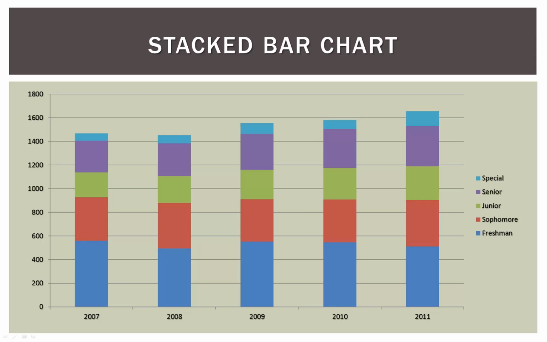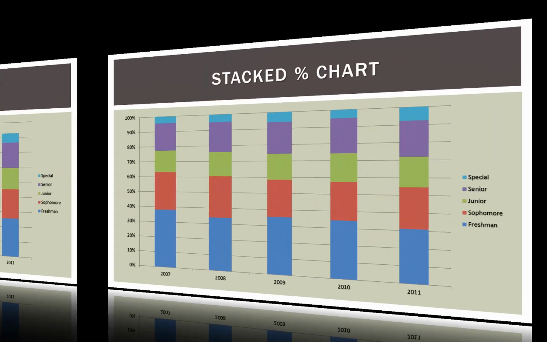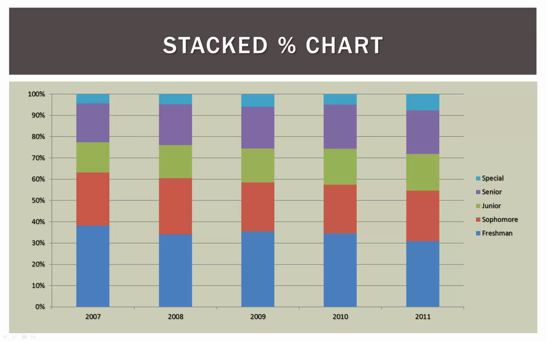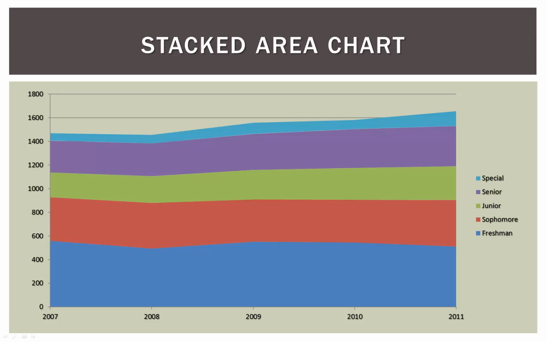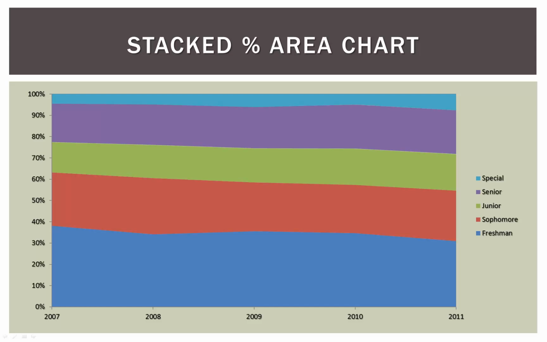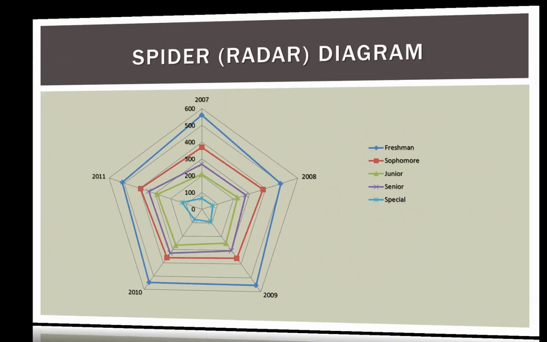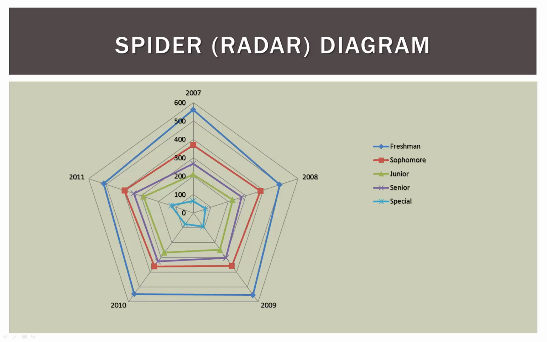And here is a stacked bar chart representing that data. A stacked percentage chart. A stacked area chart. A stacked percentage area chart. And finally, a spider or radar diagram.